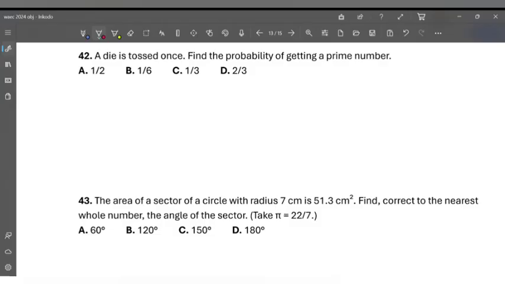So in a die, what are the possible numbers I can have? I can either have numbers 1, 2, 3, 4, 5, or 6. So which of these options are prime numbers? Well, 1 is not a prime number because it only has one factor, which is 1. 2 is a prime number because it only has two factors, which is 1 and 2. So I have my first prime number, 2. 3 is a prime number because it's only divisible by 1 and 3. So I'm going to have my second prime number.